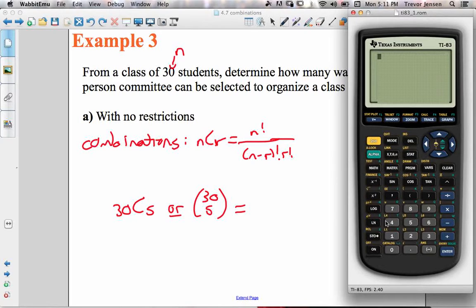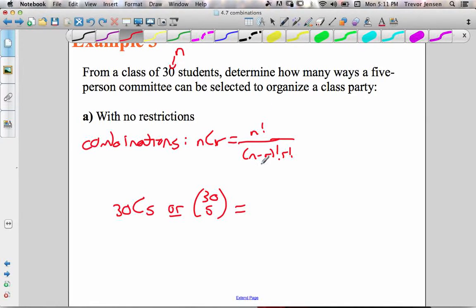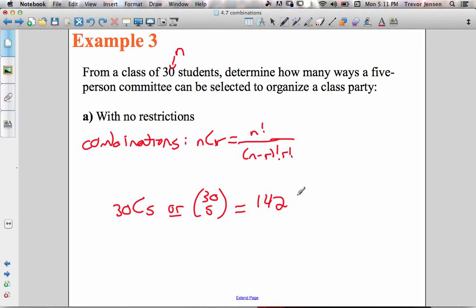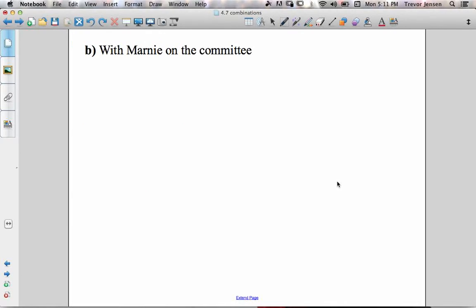So all I have to do is 30, math, probability, choose 5. And there are a lot of different 5-person committees I can make from 30 students. 142,506. 142,506 different 5-person committees I could make from the 30 students.